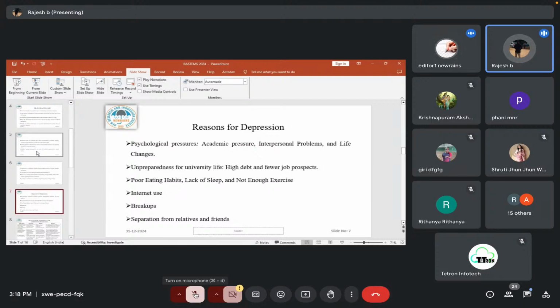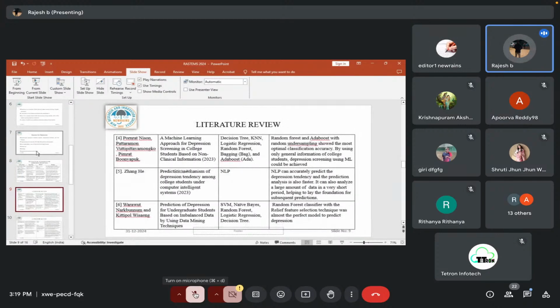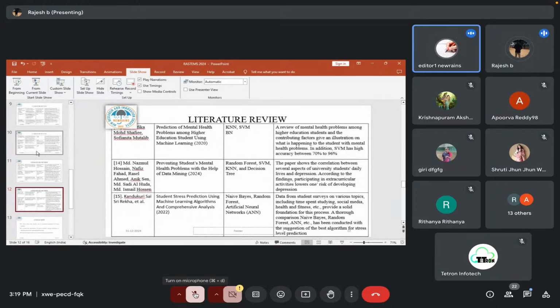And for my work, I have referred to different papers like this. The first one is my base paper, and in that paper they used the methods KNN and AdaBoost, and they got an accuracy of 92.56 percent. In the second one they got 99 percent for depression analysis, and 97 percent for anxiety analysis. And these are some literature reviews I have done for my presentation.